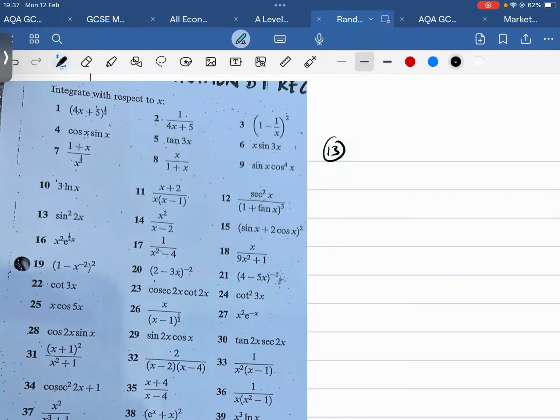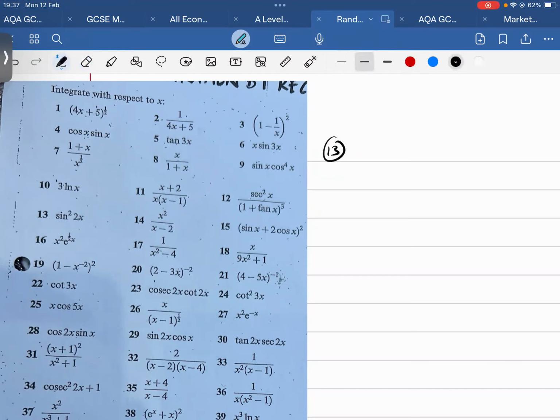there might be a quicker way to do it, but let's try this. Whenever I see sine squared x, or whenever I see cos squared x... If I see something like sine x cos x, I would just use substitution, but you can use the 2 sine x cos x double angle. But whenever I see sine squared x, or cos squared x, I have to think of the cos 2x double angle.